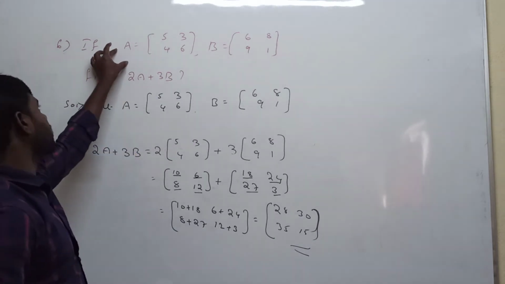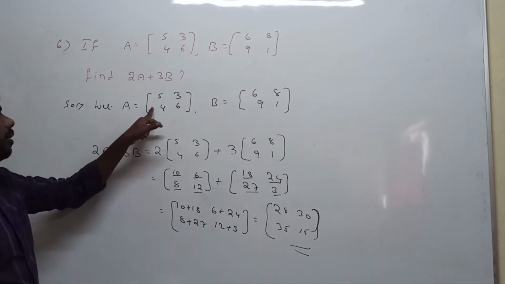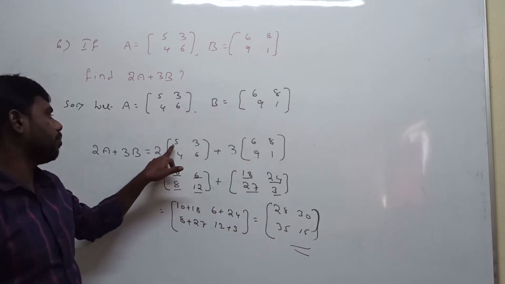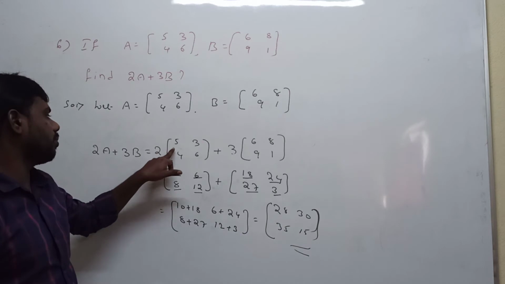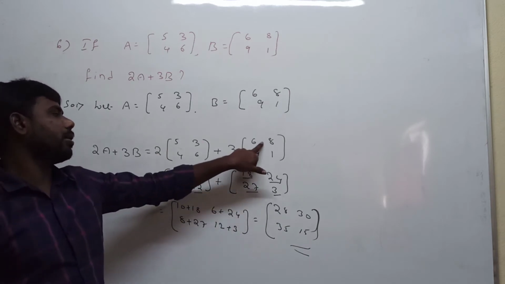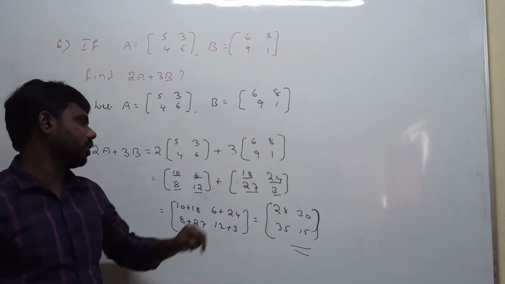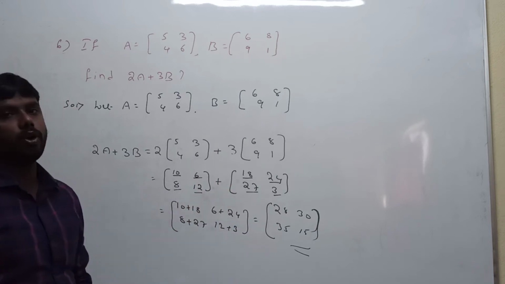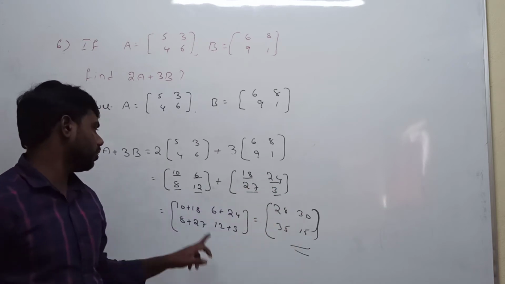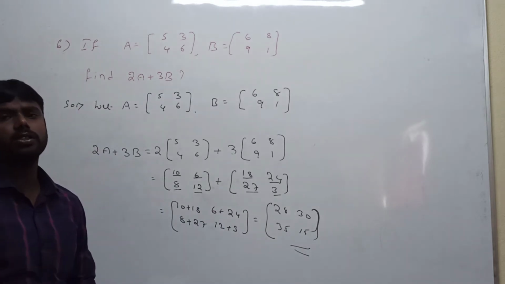They are given the A matrix and B matrix. To calculate 2a plus 3b, 2 into A matrix we are substituting, plus 3 into B matrix we are substituting. After that each element multiplied by 2. Finally we get the answer 10, 6, 8, 12, plus each element multiplied by 3. So finally we get the matrix 18, 24, 27, 3. So after that we are adding corresponding elements. So 10 plus 18 is 28, 6 plus 24 value is 30, 8 plus 27 value is 35, 12 plus 3 value is 15. So everyone understood?